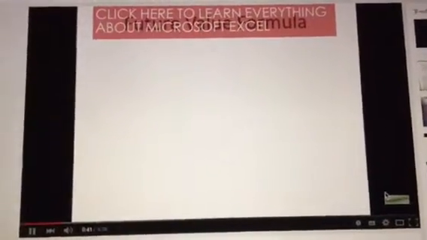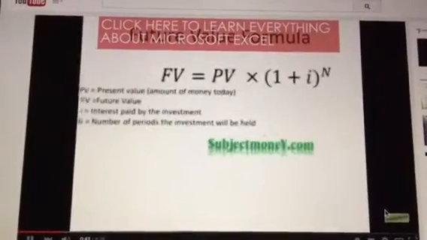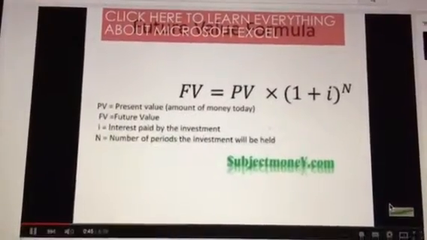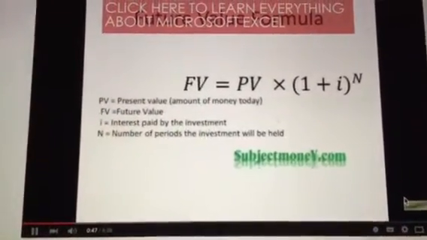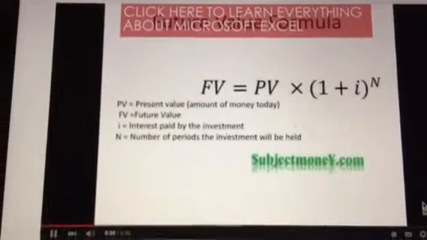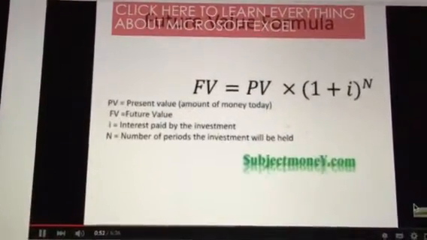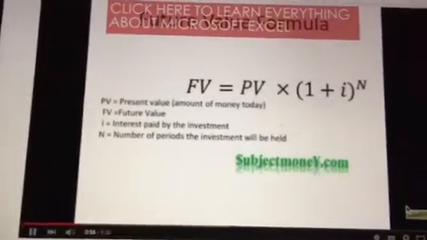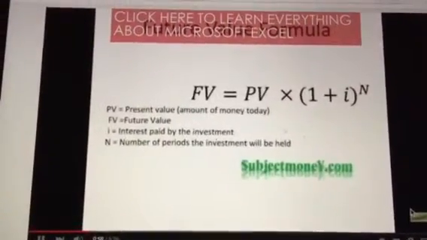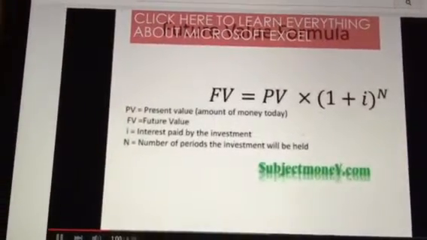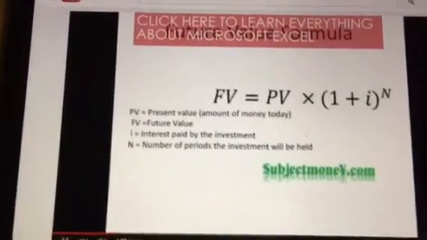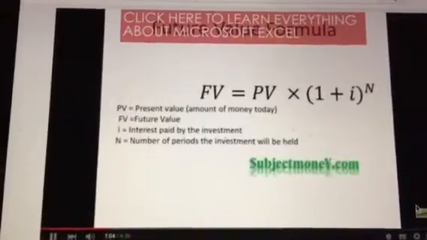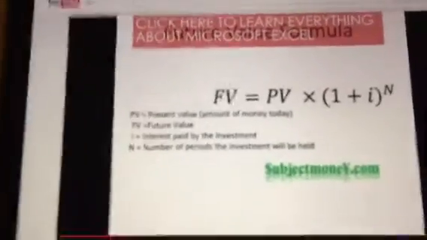Now for the future value formula. There are 3 pieces of information needed to calculate the future value. We need to know the present value, which is the amount of money today, represented by PV. We need to know the interest rate or rate of return investment opportunities are offering. This will be the discount rate when finding present value. And we finally need to know how many periods the investment will be held, represented by N.